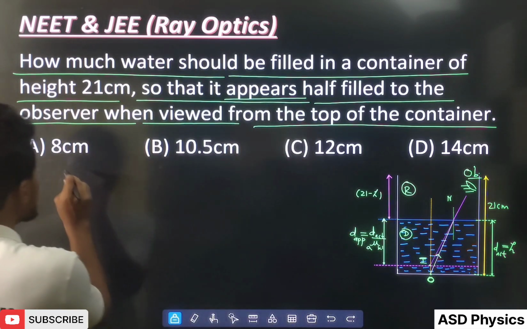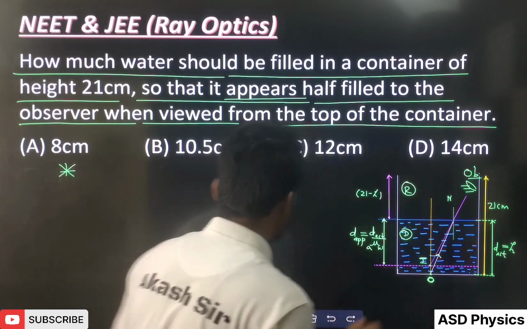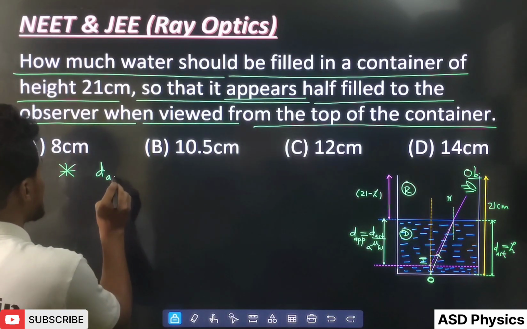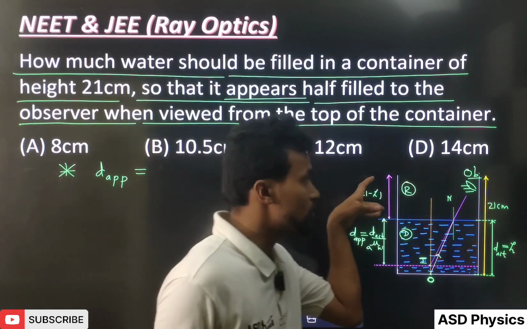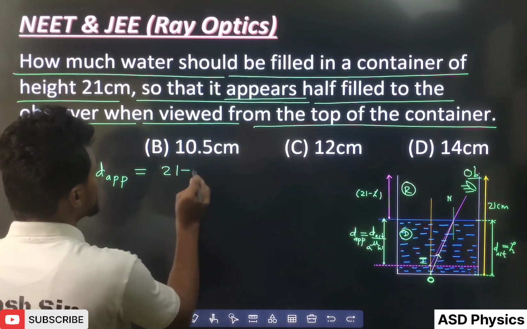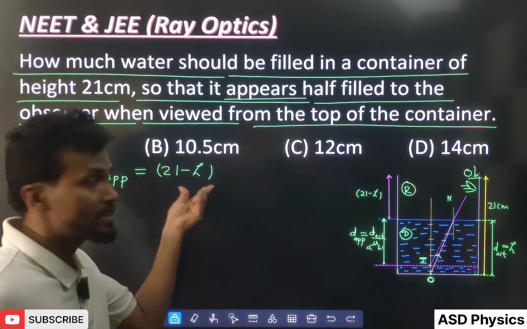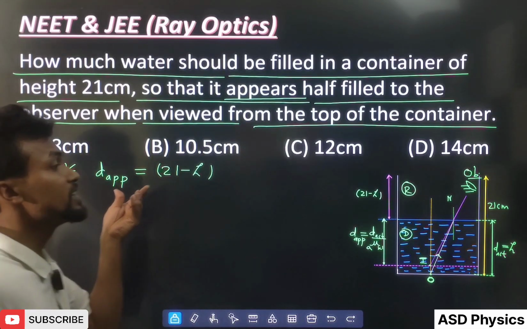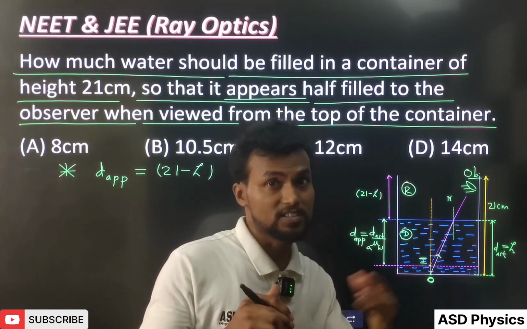In this situation, remember that this apparent depth that is appearing to the observer should be equal to the empty space of the container. What is the empty space of the container? 21 minus h. So the empty space of the container is equal to the apparent depth of the beaker, because in it the water is there, giving the apparent depth.